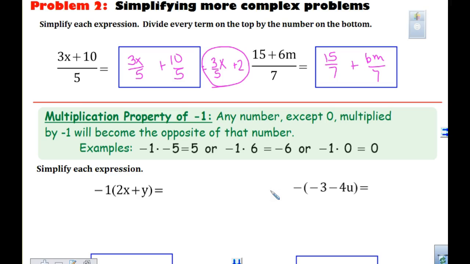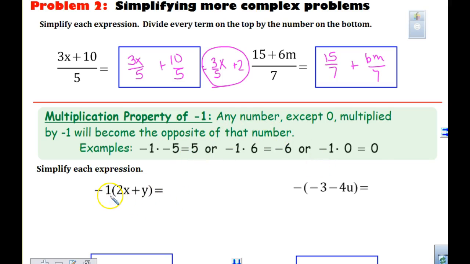The other thing that we're going to look at today before we get into more with our terms and like terms is multiplying by -1. So when you see multiplication by a -1, any number except 0 multiplied by -1 will always become its opposite. So when you look at those 3 examples that we have going across, -1 times -5 is 5. It just makes it turn into the opposite of that number.